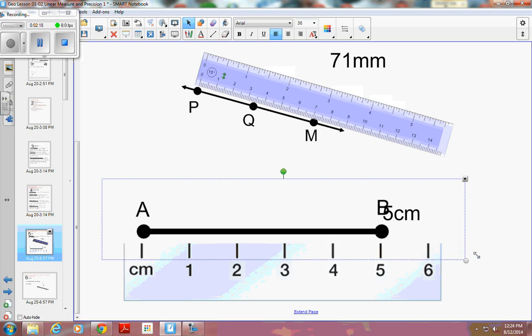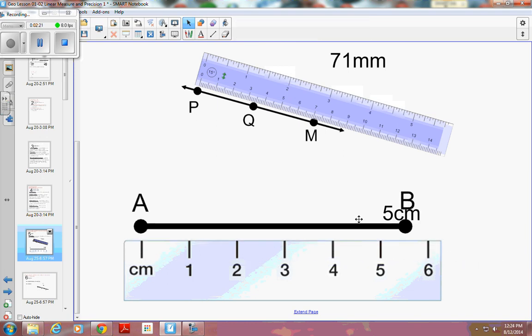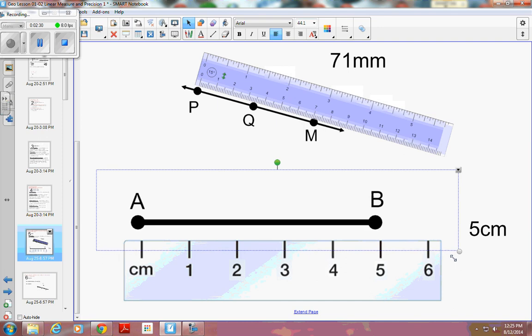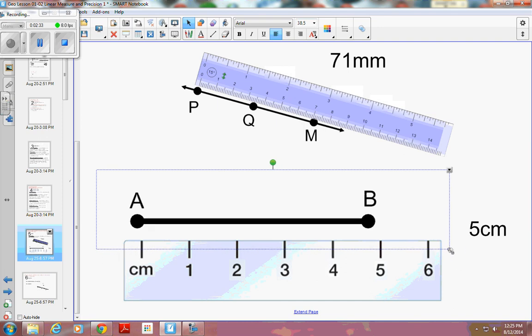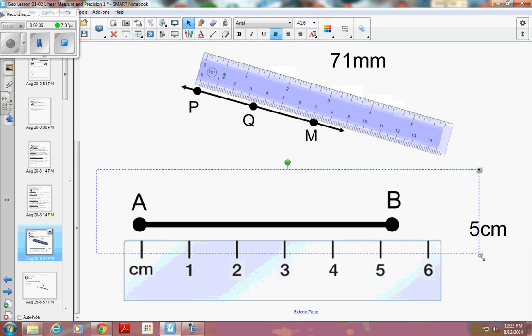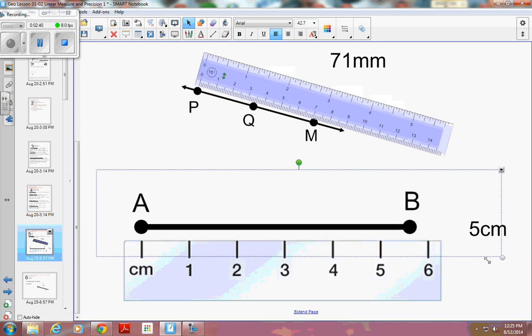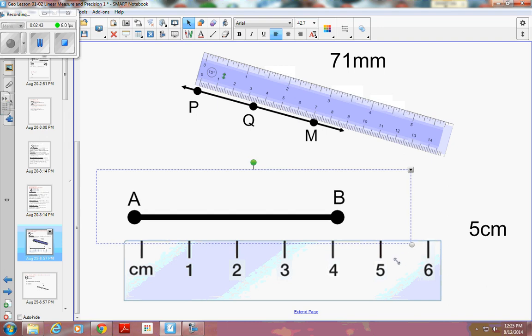Now I could make this larger or smaller. Okay? And based on where I put it, if I'm right here, I know I'm really close to 5 centimeters. But then up here I'm going to say it's closer to the 6 centimeters. And down here I'm going to say it's closer to the 4 centimeters. So what am I closest to, based on halfway between two of the lines that I'm measuring to? So that's what precision is.